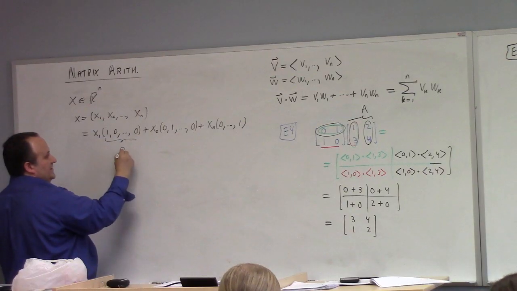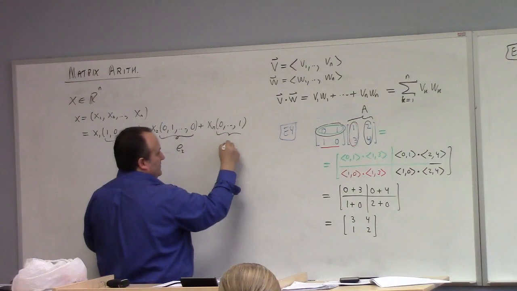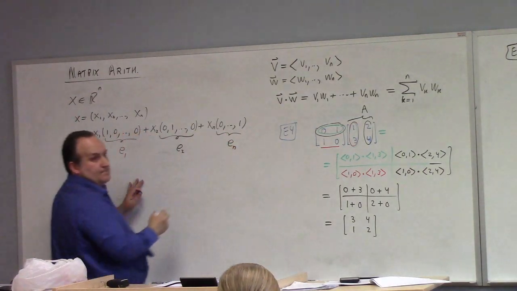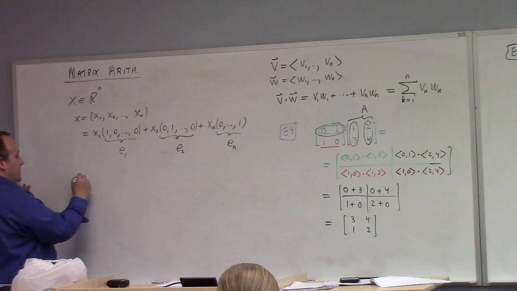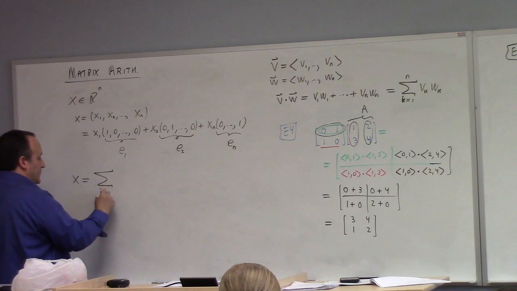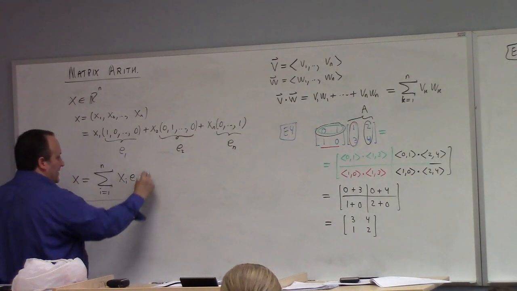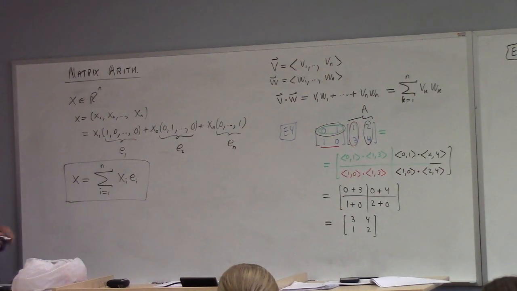But what is this? This, by definition, is e1. This is e2. This is en. So what I'm showing you is that we can build any vector x as the sum, i equals 1 to n, of x sub i times e sub i. We can build any column vector like this. That's why it's called the standard basis. You can build any vector with the standard basis like this, and uniquely so. If you tell me x1 through xn, you have specified x uniquely. All right?